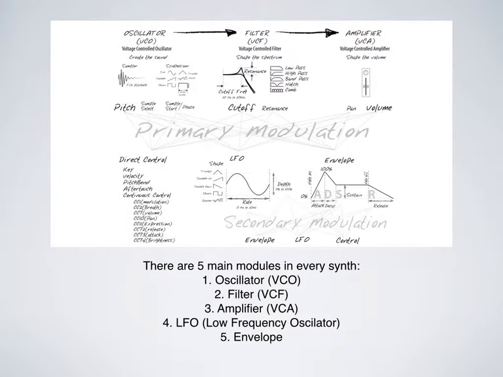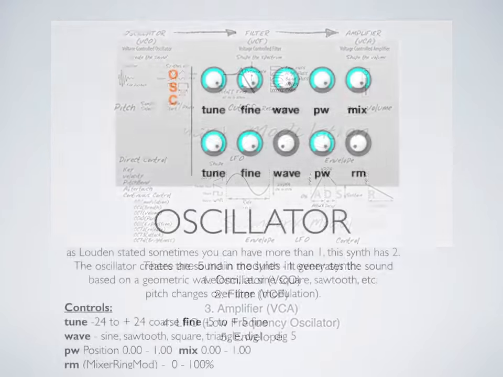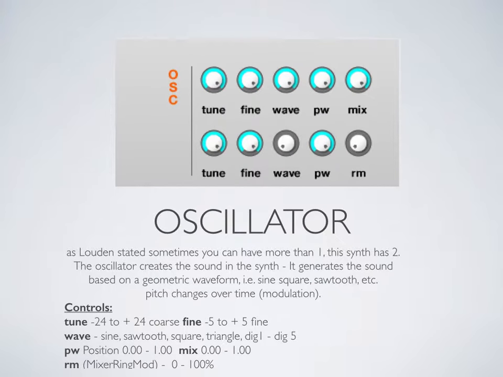Five main modules in every synth are the oscillator, filter, amplifier, LFO, and the envelope. First up is the oscillator. As Loudon stated, sometimes you can have more than one module in a synth. This happens to have two oscillators, it appears. The oscillator creates a sound in the synth, and it generates that sound based on a geometric shape or waveform, like a sine, square, or sawtooth wave. And it modulates pitch over time.